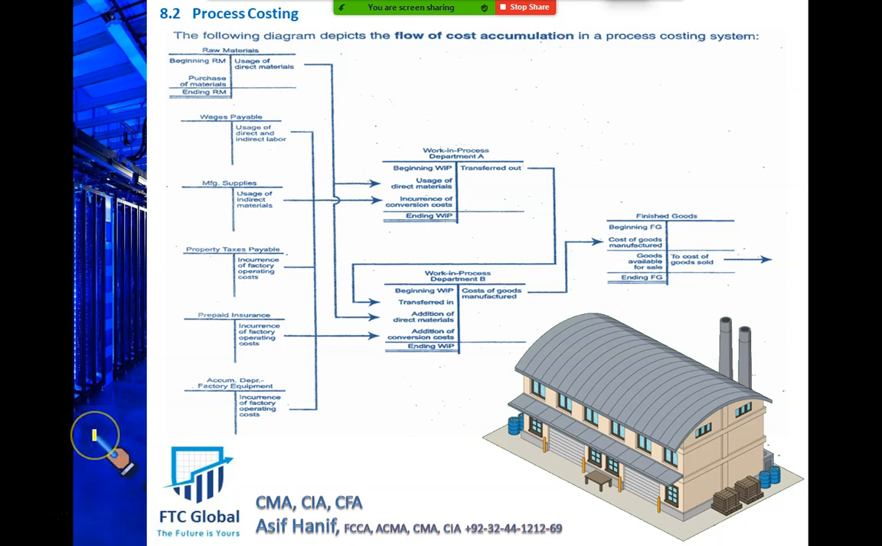Let's say a company has 2 departments or 2 processes. This is your department A. This is your department B. You can call it process A, process B. Each of these departments will have some beginning work in process, means some units which are partly finished and on which we are doing some work. Then what happens during the period, we use some material, usage of direct material. This direct material comes from where? Of course, from our raw material inventory. So this material comes in this process this way.